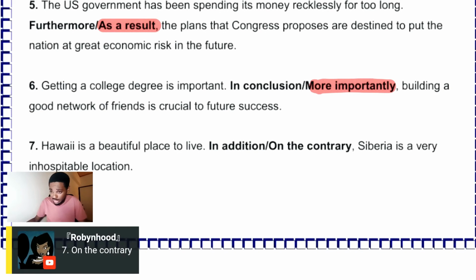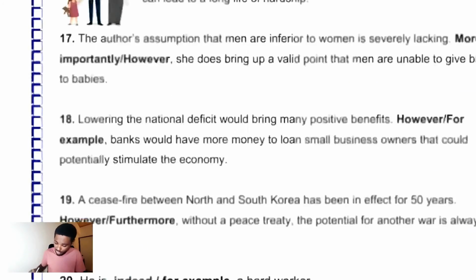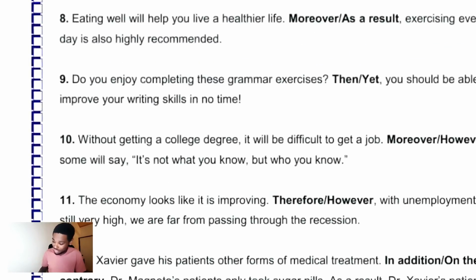Seven, I'm already seeing an answer for seven. Hawaii is a beautiful place to live. Blank, Siberia is a very inhospitable location. We're seeing two opposites, beautiful place versus inhospitable location. So we have on the contrary. All right. Oh, how many do we have? Ooh, we're going to 20. All right, let's speed it up. We're already going fast, but let's go even faster.